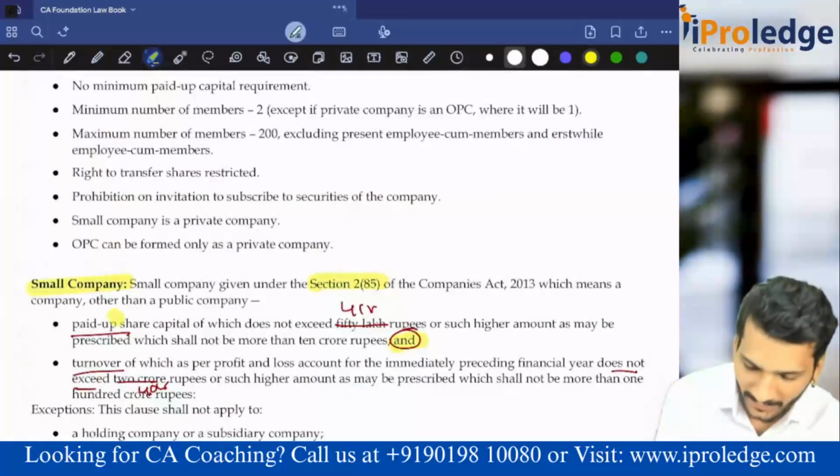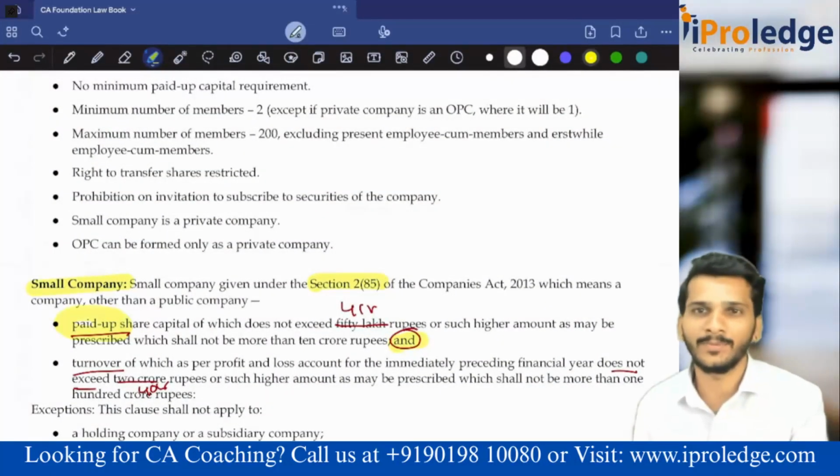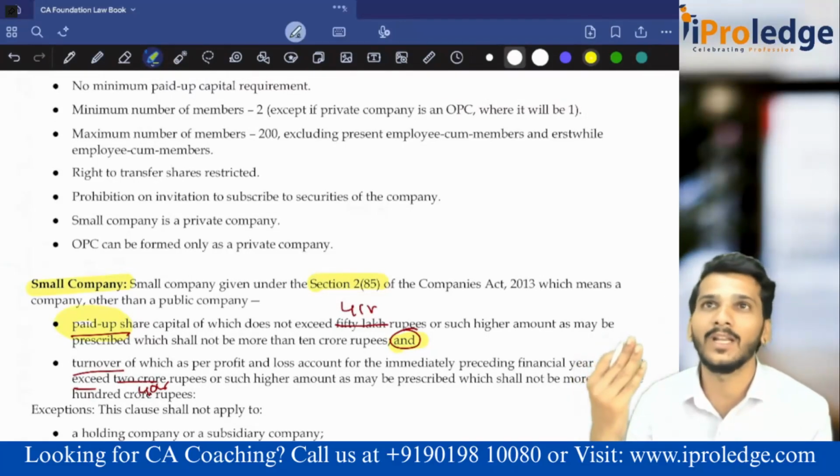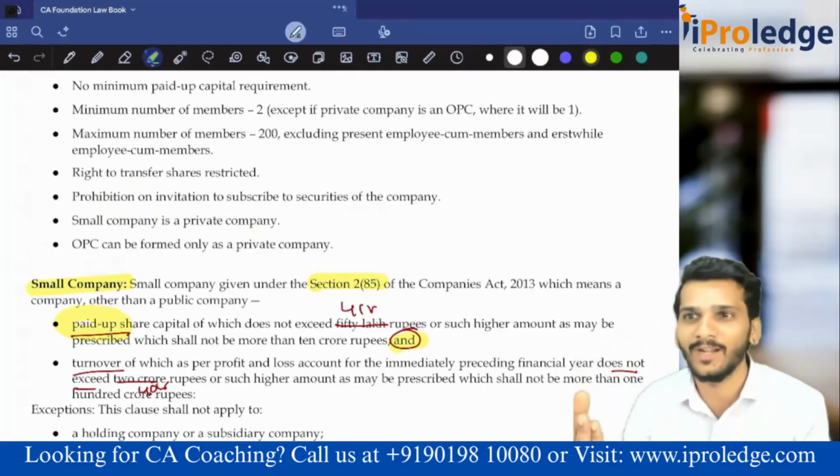Paid up share capital meaning, whatever the money is paid by the public is paid up share capital. Company may have 1 lakh million billion trillion crore rupees of authorized capital, I don't care.